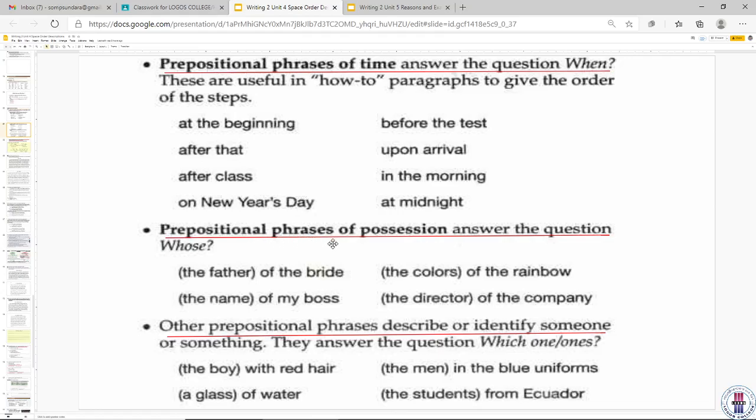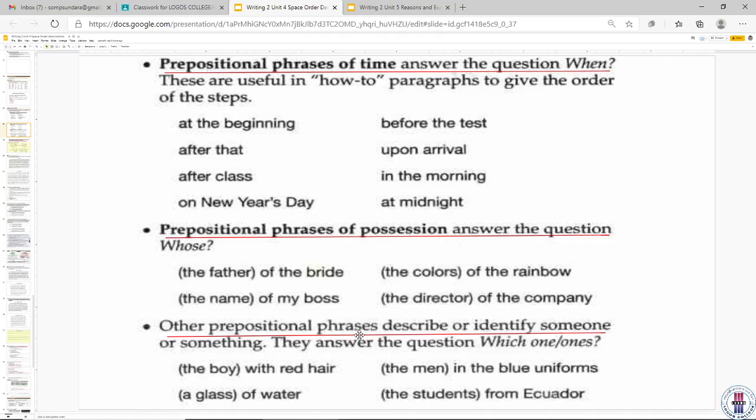Next is prepositional phrases of possession. It answers the question, whose. Possession means belong. It belongs to you, right? The father of the bride, right? Who? The father of the bride. Of the rainbow, what? The colors of the rainbow. Right? So prepositional phrases of possession, it talks about who or what something belongs to, what belongs to who, or who belongs to who also.